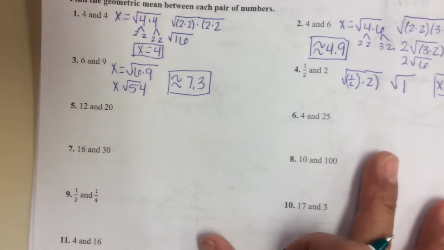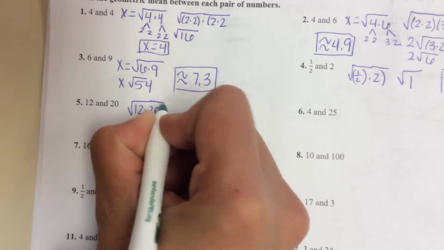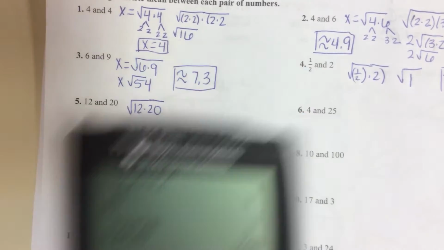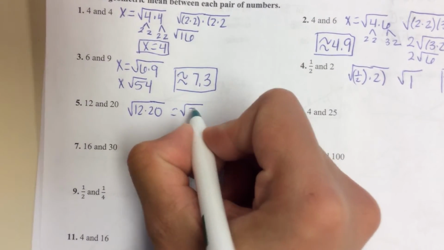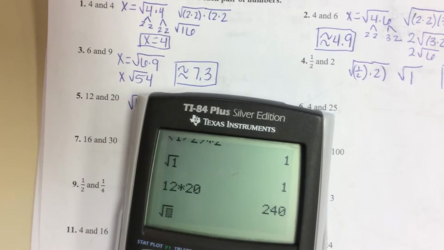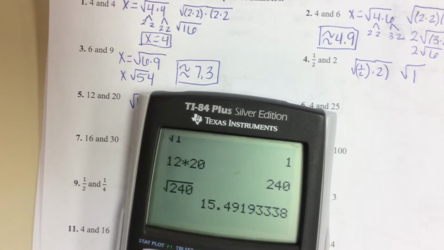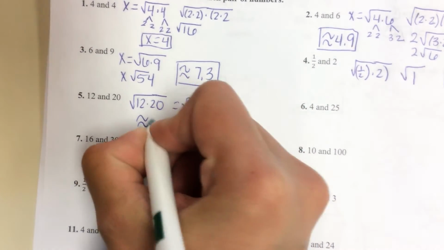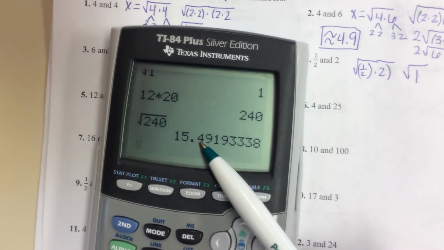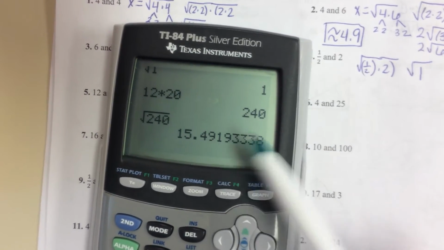Number 5, square root of 12 times 20. 12 times 20 gives you 240. Stick it in, second square root of 240 gives you approximately 15.5. Remember to round up. In this specific example, we want to round to the first decimal place. Since this digit is 5 or bigger, that goes up to the next number.